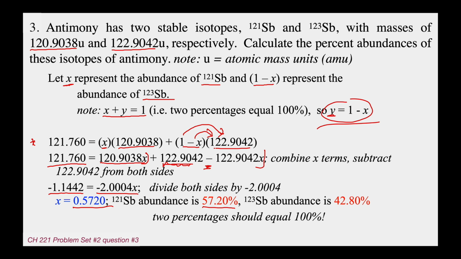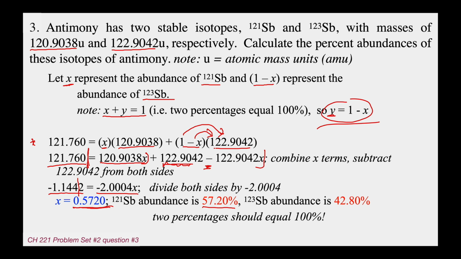Notice that the 121.760 number stops at the thousandths, this number right there. And what that means is when you subtract 122.9042, you can really only count the first 4 sig figs. And that's why this number is a 4 sig fig number. It shouldn't be 5. If you look at just the division part, when you divide by negative 2.004, it looks like it should be 5. But because of that subtraction, you can only use 4 sig figs, and that's what's going on there.